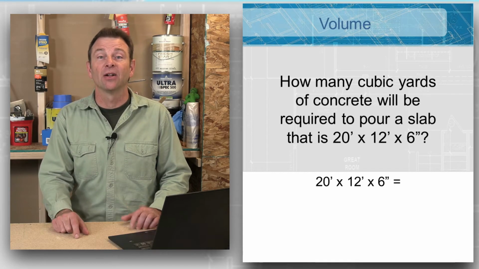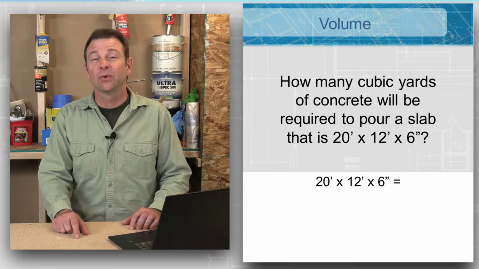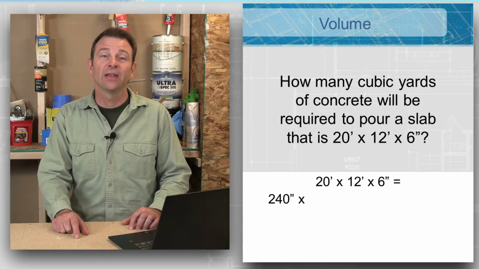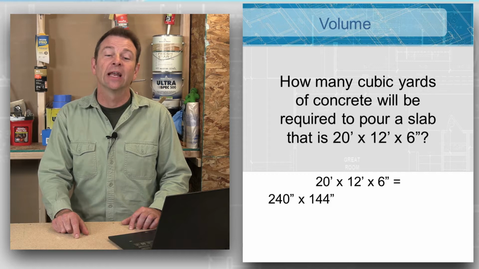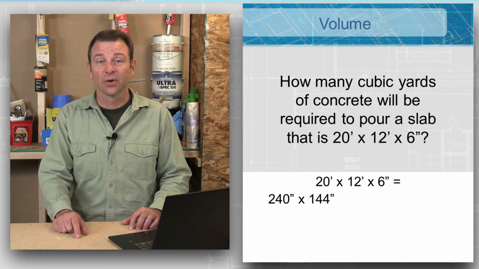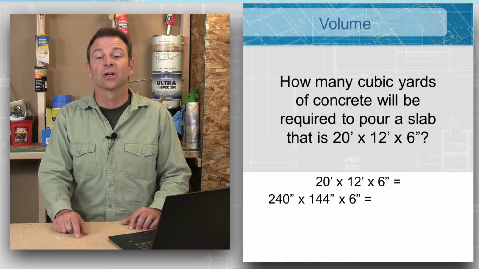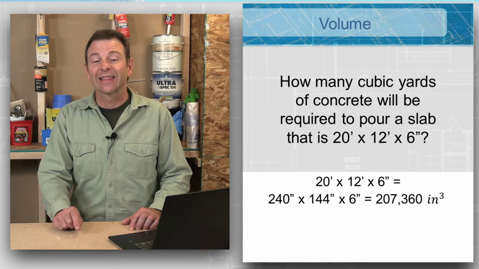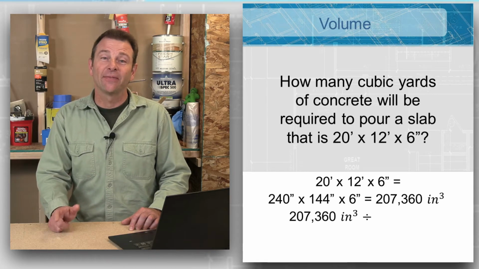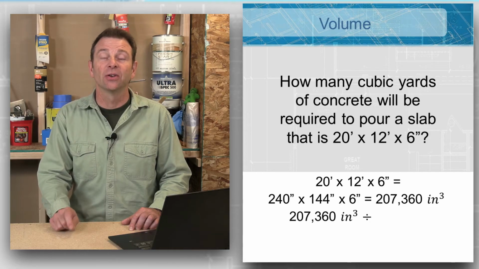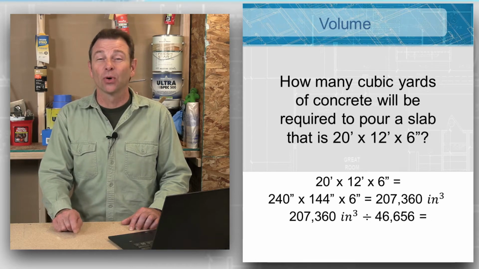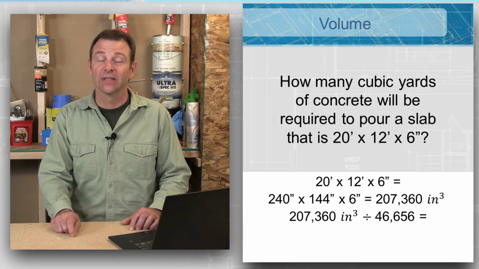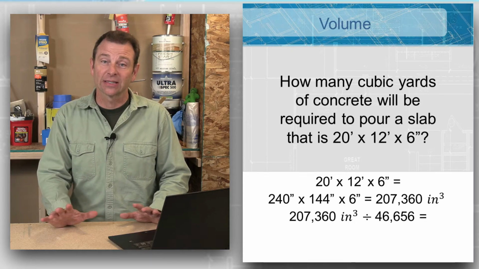Now we can multiply all of them together. So 20 feet would be 240 inches, 12 feet would be 144 inches. And if we multiply 240 inches times 144 inches times 6 inches, we're going to come up with 207,360 cubic inches. So then we can take that number and divide it by a factor that will give us our cubic yards. That factor is going to be 46,656. That number you just have to remember.